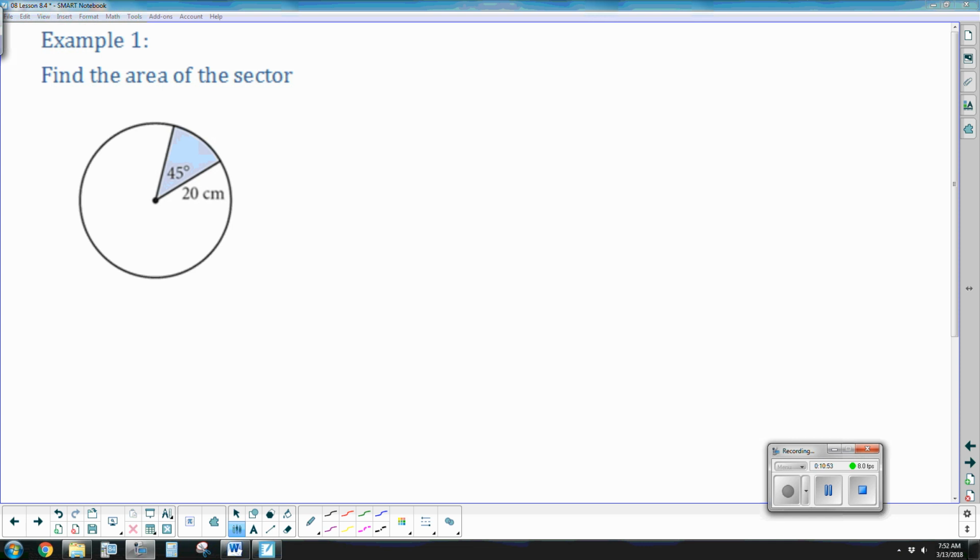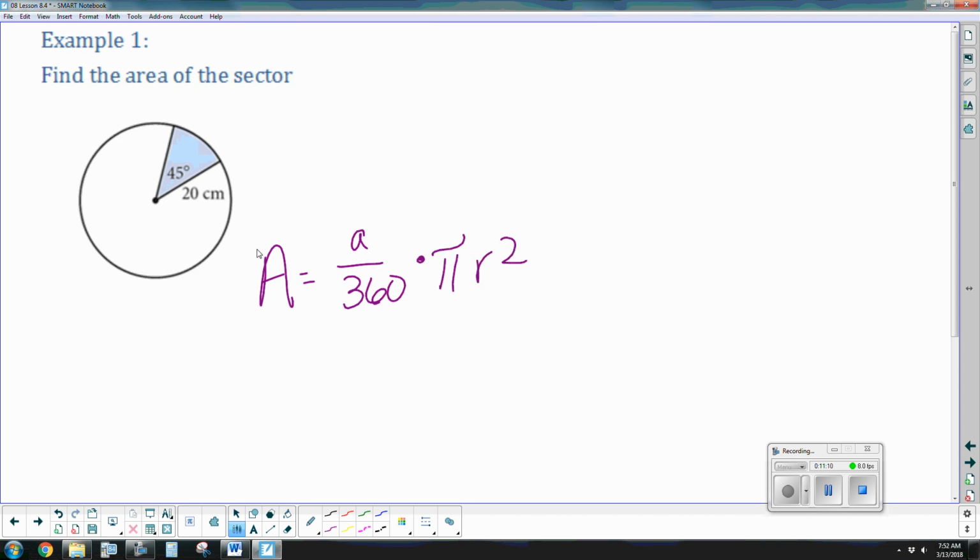So let's try a few of these examples now. So we're looking for the area of our sector. So we're first going to give our equation for area of a sector, and that's our interior angle divided by 360 times the area of our circle. So the area of our sector is 45 degrees divided by 360 times pi r, which is 20, squared.